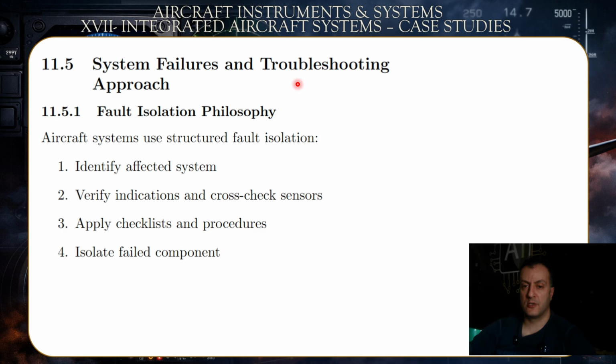11.5 System failures and troubleshooting approach. Fault isolation philosophy. Aircraft systems use structured fault isolation, which means that the pilot should: 1. Identify the affected system, 2. Verify indications and cross-check sensors, because you would have different readings at times from different sensors. So he needs to verify that the fault is actually occurring. 3. Apply checklists and procedures in order to troubleshoot the problem. And 4. Isolate the failed component.